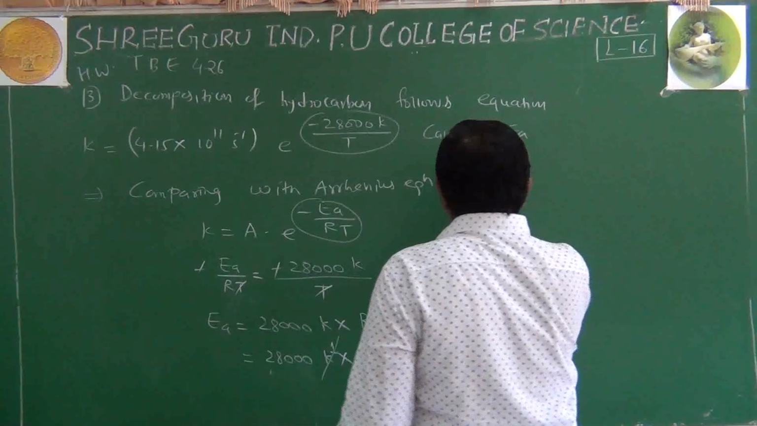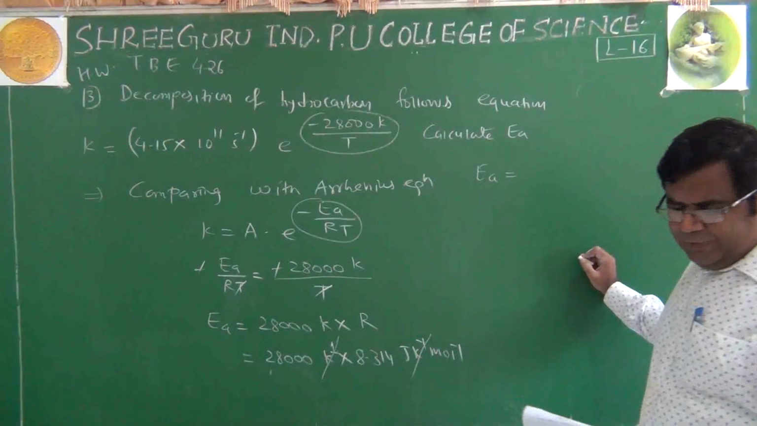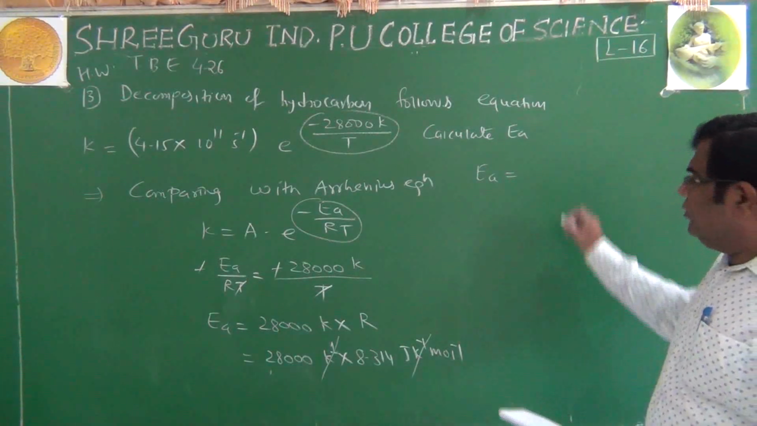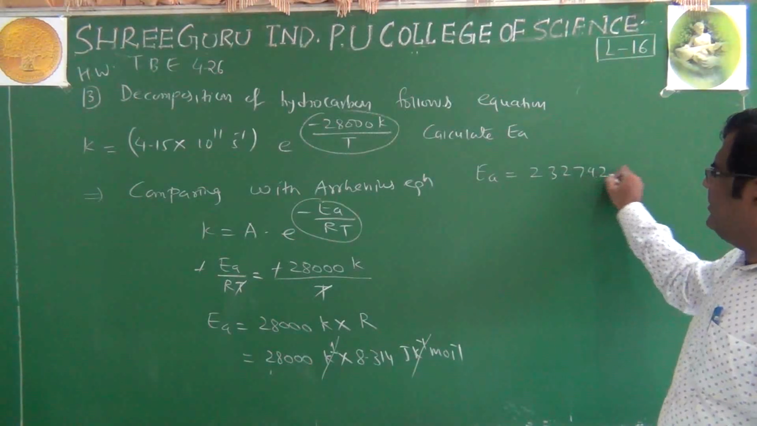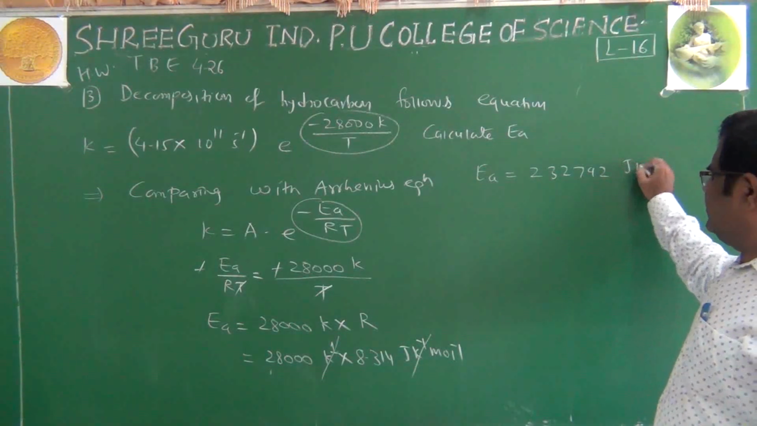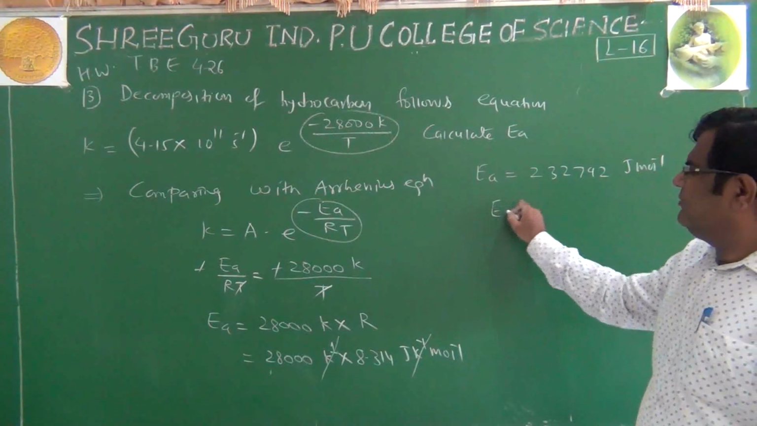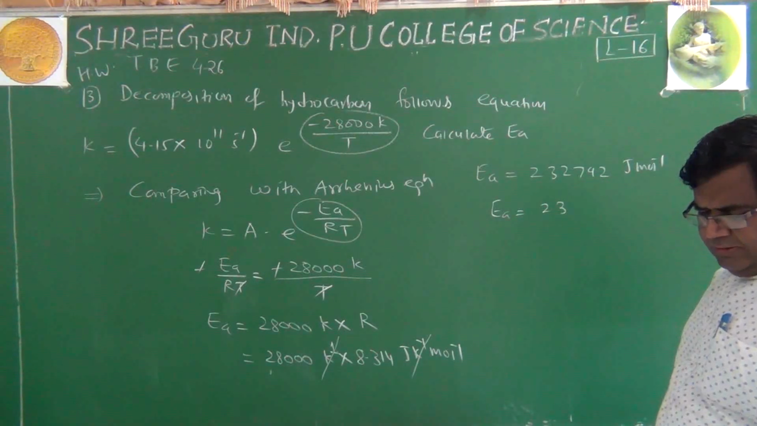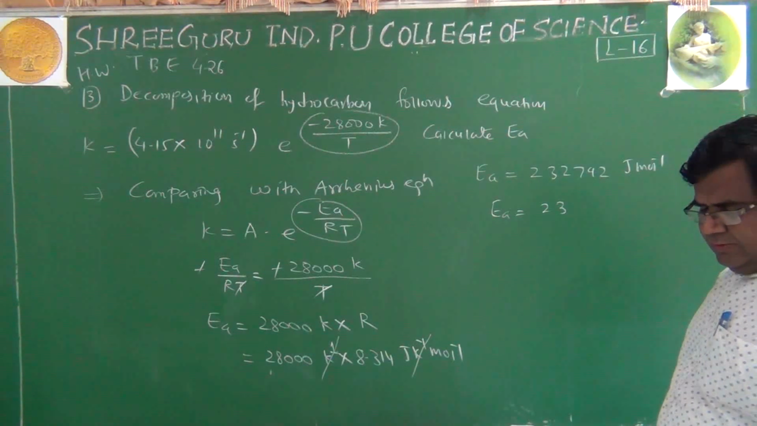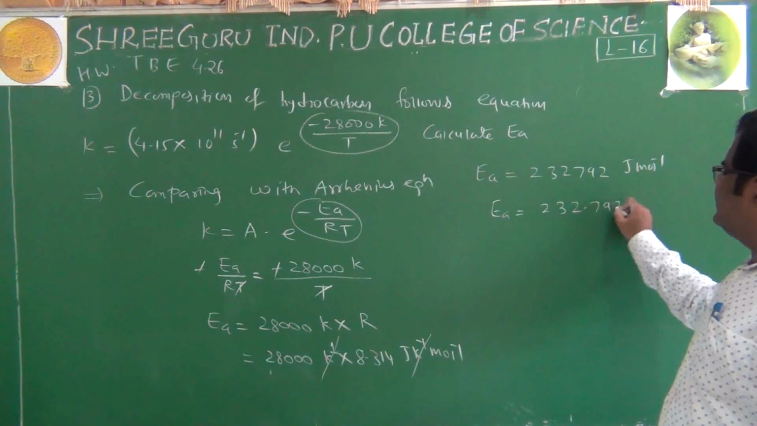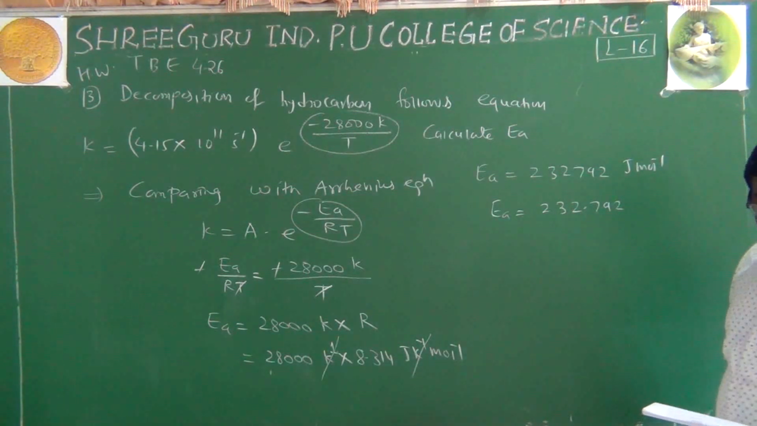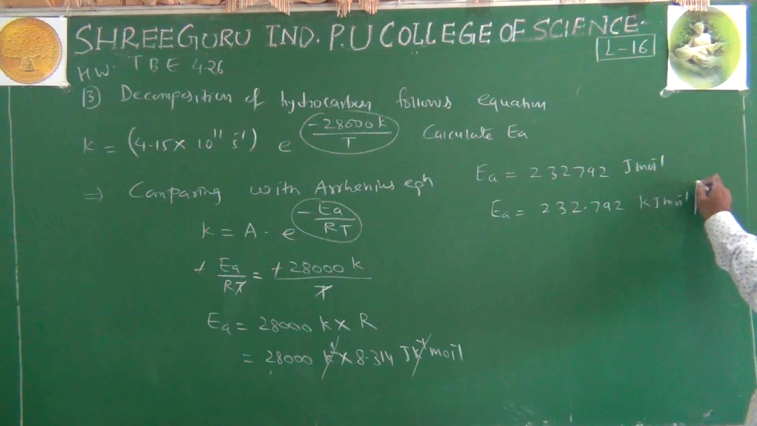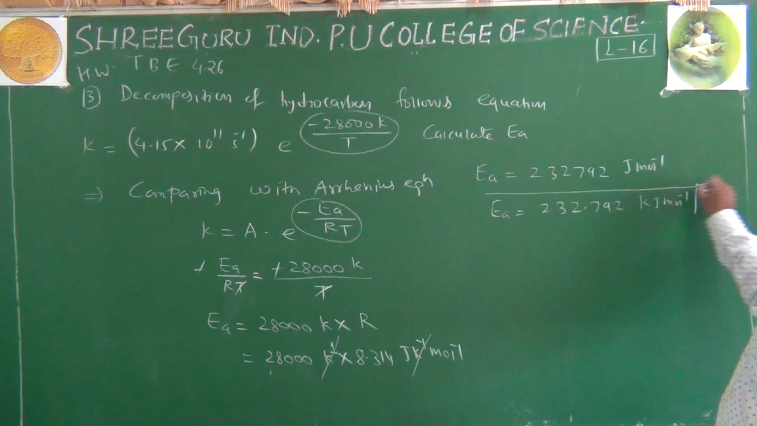So if we multiply 28,000 with 8.314, the answer I have here is 232,792 joules per mole, which is nothing but 232.792 kilojoule per mole. We have to divide this by 1000, so that the decimal point comes here like this.